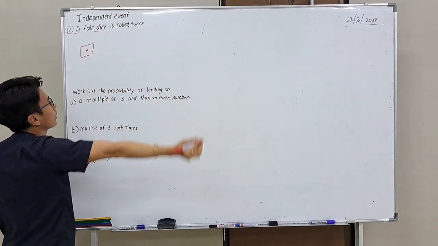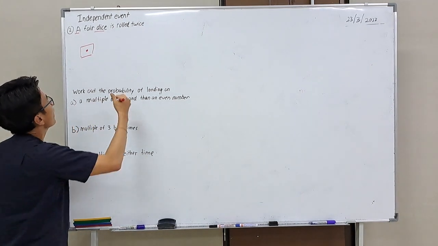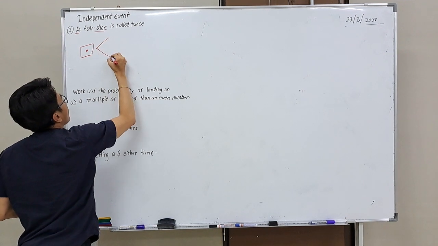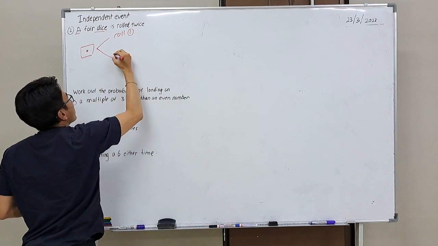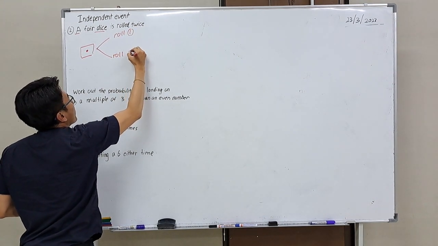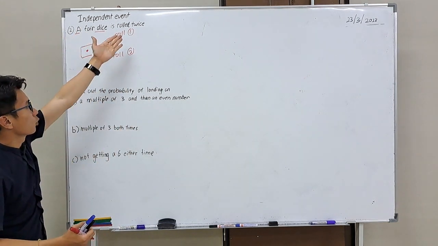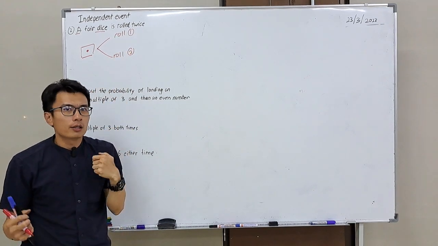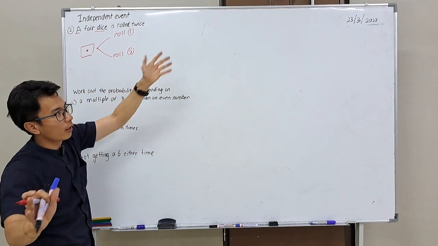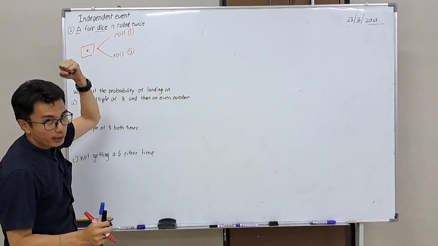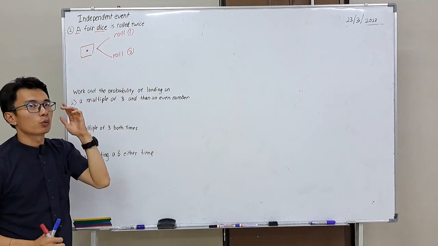Let's just say it's number one. I have one dice over here, and I roll it twice. So over here I have two outcomes: this is my first roll, and this is my second roll. That's what it means when a dice is rolled twice. When I roll one time, I get a certain result, and whatever the result, I take the dice again and roll it for the second time. That's what this sentence means.